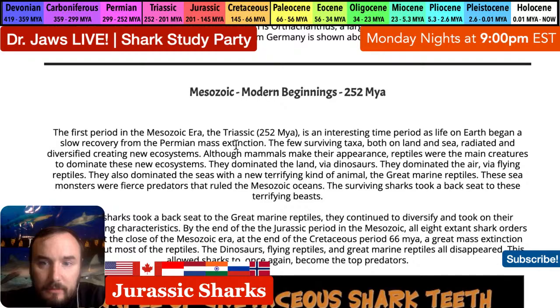Although mammals made their appearance, reptiles were the main creatures to dominate these new ecosystems. They dominated the land via dinosaurs, they dominated the air via flying reptiles, and they also dominated the sea with a new terrifying kind of animal, the great marine reptiles. These sea monsters were fierce predators that ruled the Mesozoic oceans. The surviving sharks took a back seat to these terrifying beasts.